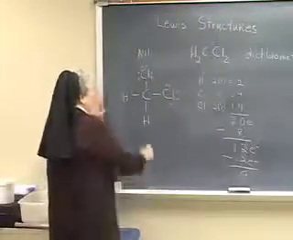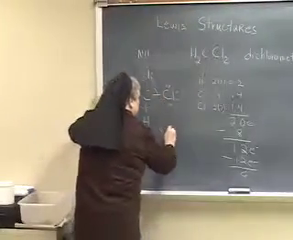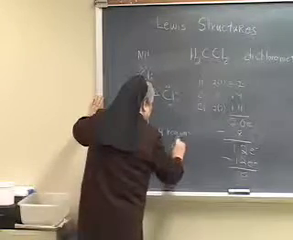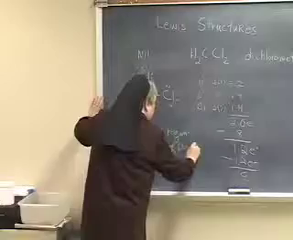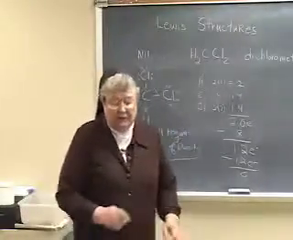Around the central atom, there are 4 regions of density. Okay? And they're all bonded electrons.